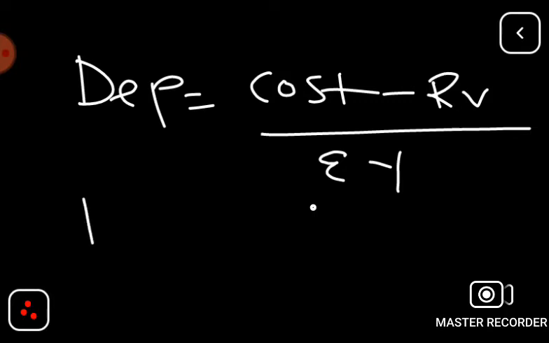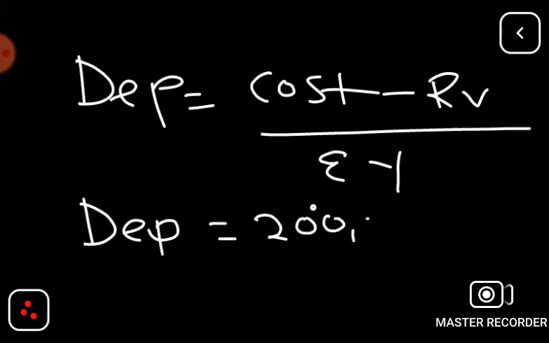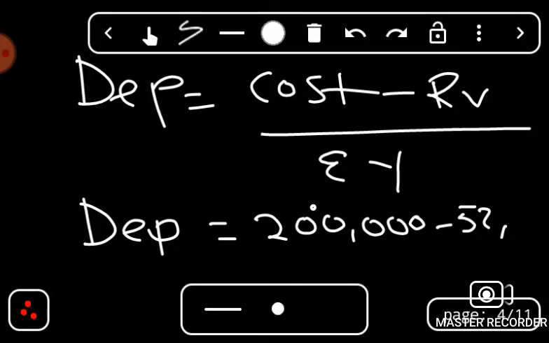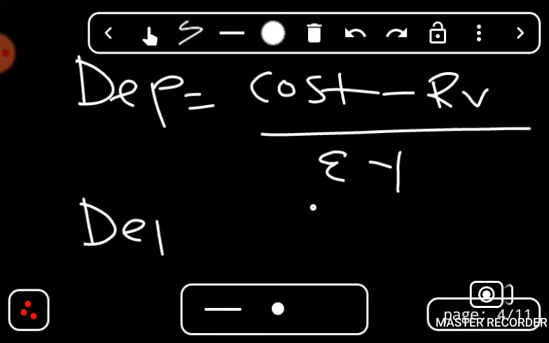So depreciation, what was the cost of this asset? 200,000. And what was the residue value? We said 52,400. Okay, my space is done, so let me just repeat everything.